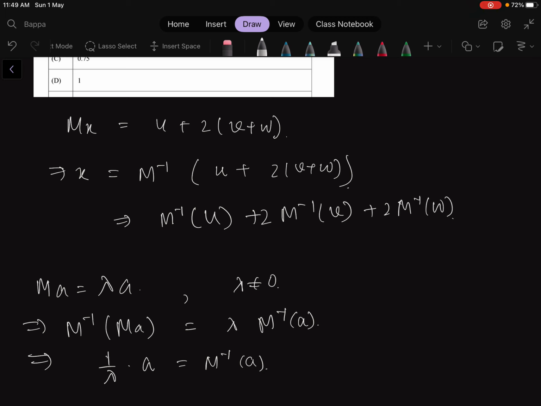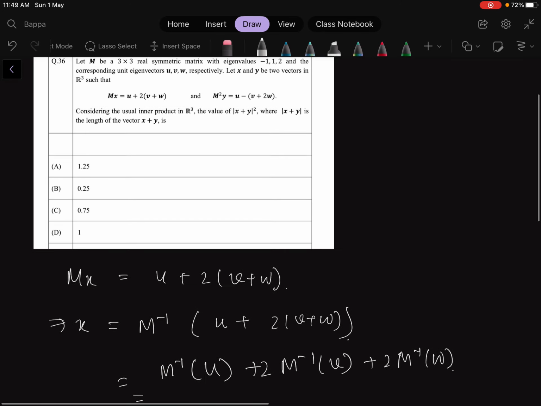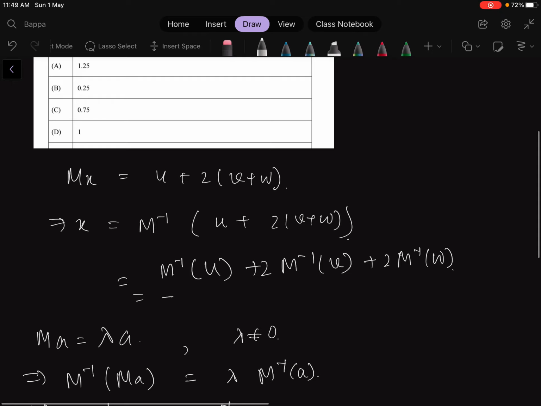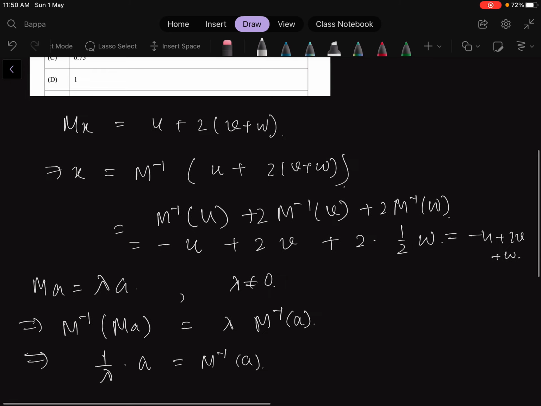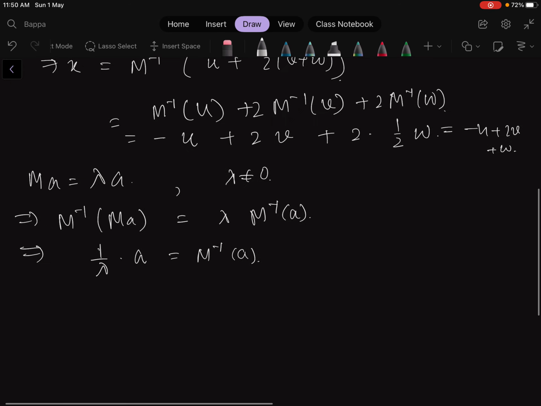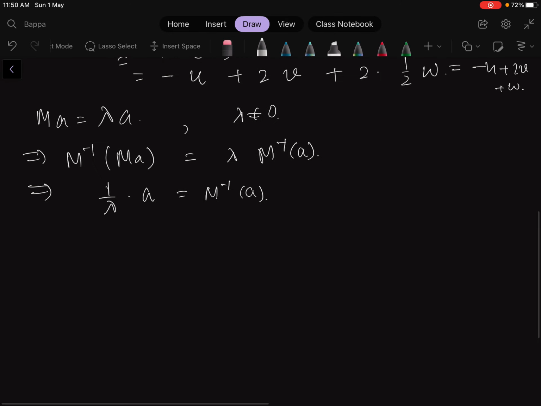So here you get this is equal to 1 upon -1, which is -1 times u, plus 2 times 1 upon 1, so this is 1 times v, plus 1 upon 2 times w, so this is equal to minus u plus 2v plus half w. So we have got the value of x. Now we have to find the value of y.